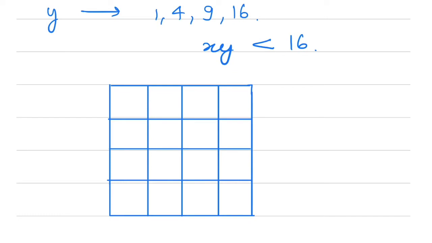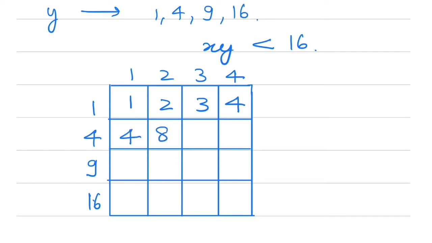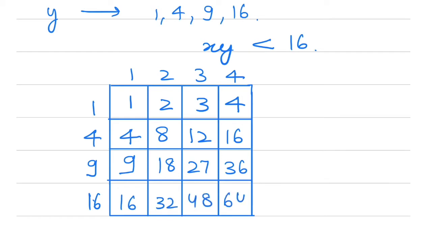Let's have 4 numbers here. So this would be 1, 2, 3, 4, and here we have 1, 4, 9 and 16. So this product would be 1, this would be 2, this would be 3, this would be 4, and this would be 4, 8, 12 and 16. Then this would be 9, 18, 27 and 36. Then 16, 32, 48 and 64.